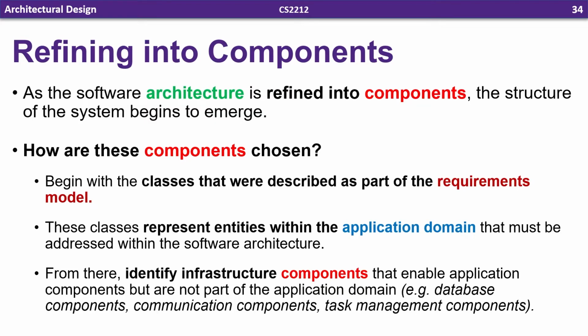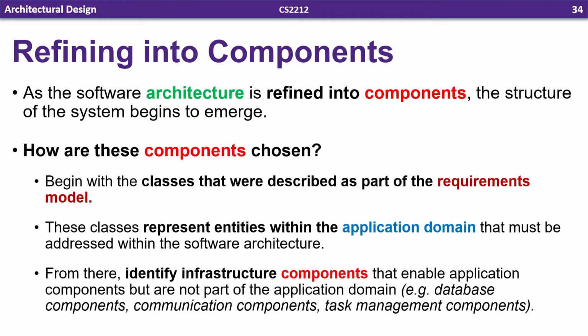But how do we choose these components? First, we begin by defining the analysis classes we identified as part of the requirements model. These classes represent the entities within the application domain that must be included in our architecture. The application domain consists of the components that relate to the core business logic of the application.